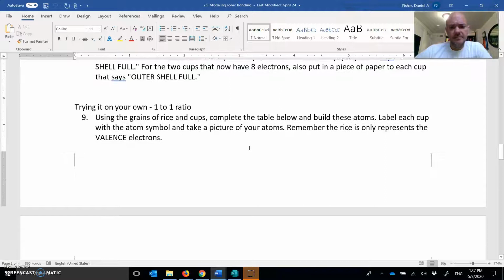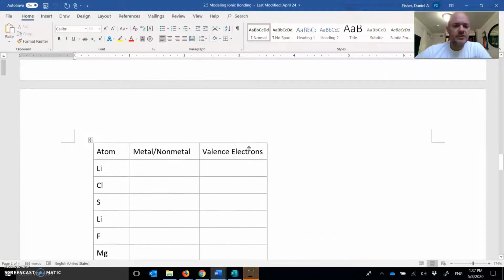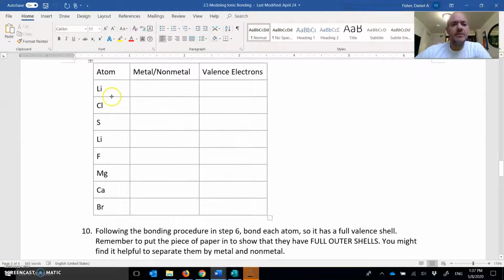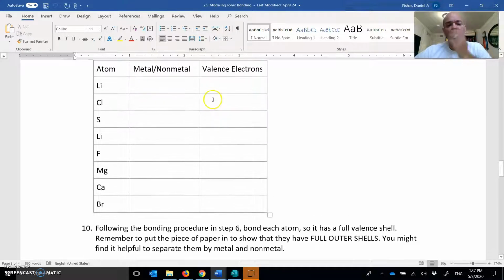All right. So now what you're going to do is the same thing, but you're going to figure out, is it a metal or non-metal? How many valence electrons does it have? And then I want you to find ways that these will combine.